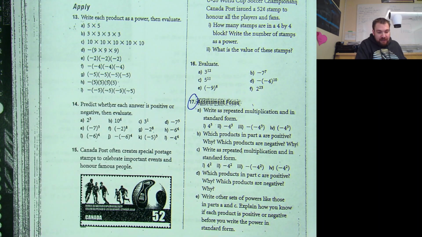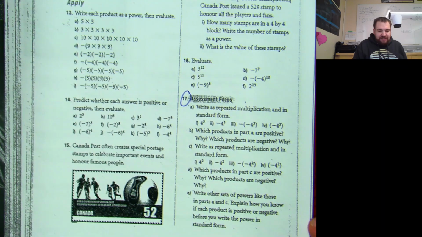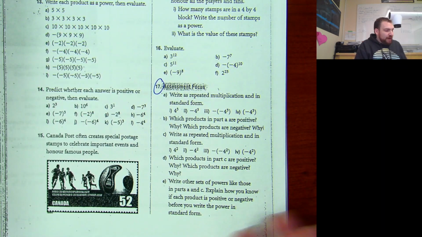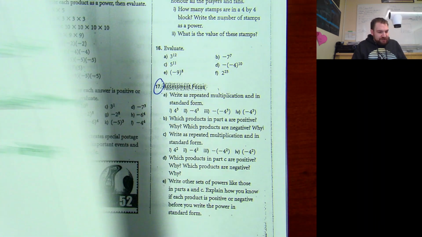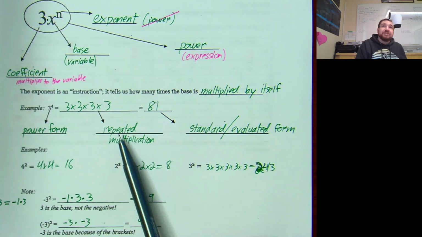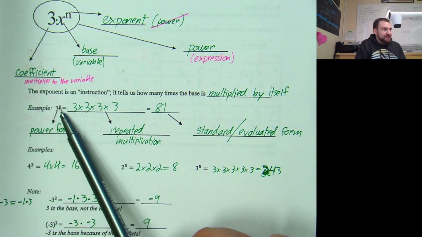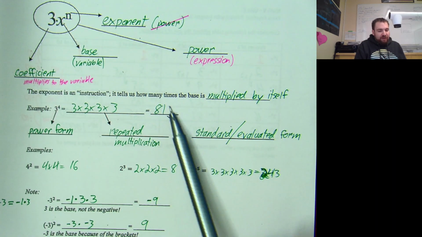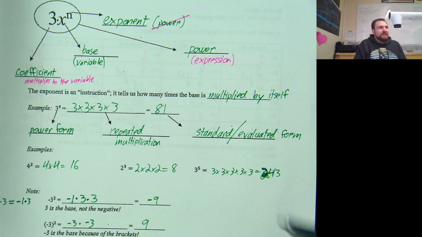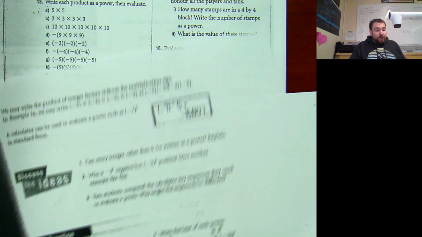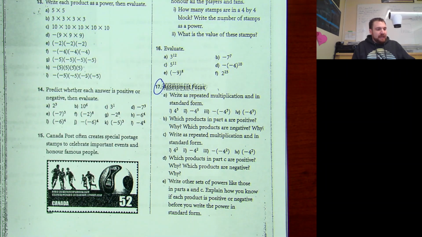First one was 17. Write as repeated multiplication and in standard form. So I went over the lesson before, just so we remember. Repeated multiplication is just the base multiplied by itself again and again, however many times the exponent says. And then standard form or evaluated form means just do the math, multiply it together, tell me what it is. And I told you could use a calculator for this stuff.